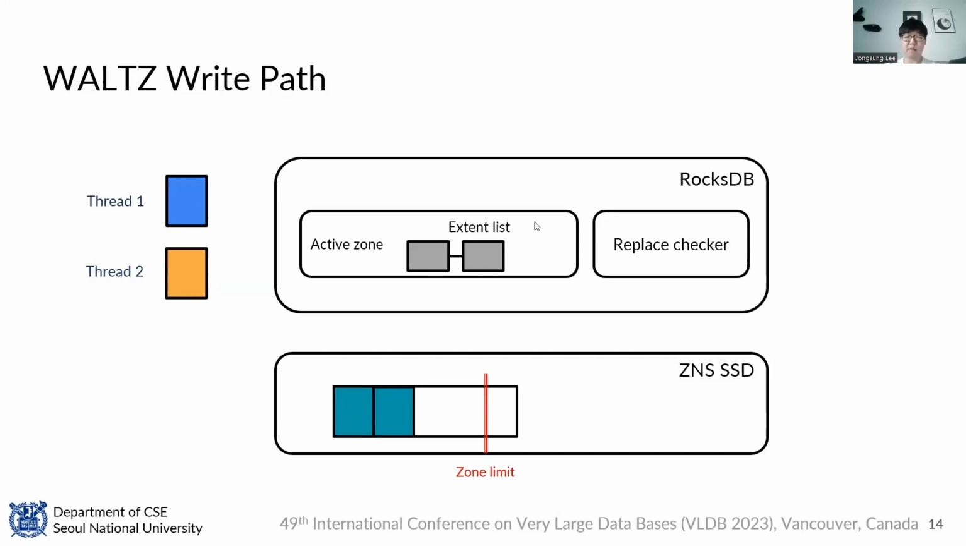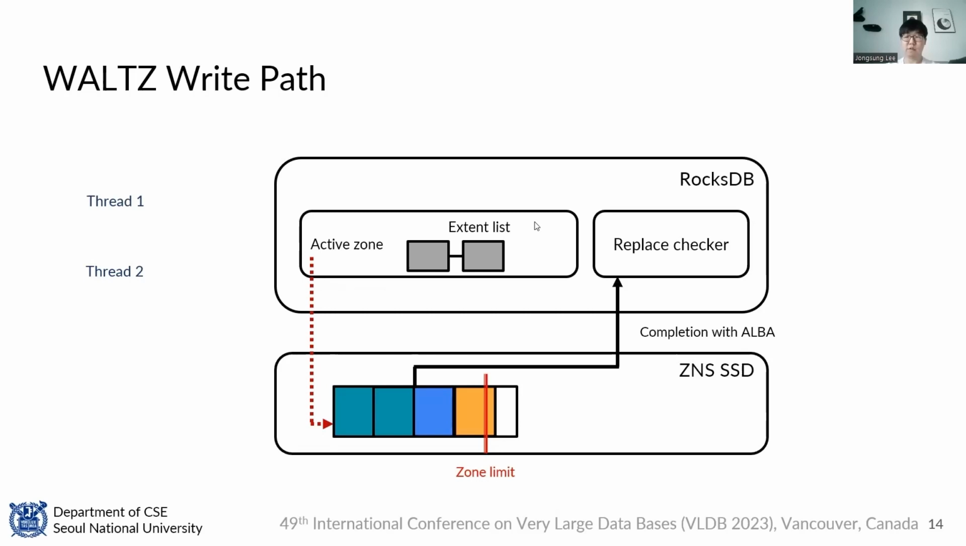I'll explain the write path example in detail. When the put call is delivered, each worker thread generates a WAL record. The WAL record bypasses the batch group write process and is directly written to the WAL file. After finding the active zone of the WAL file, WALTZ generates an append command for each record and issues it to the active zone. When the completion occurs, the replace checker of WALTZ retrieves the assigned LBA of the completion entry.